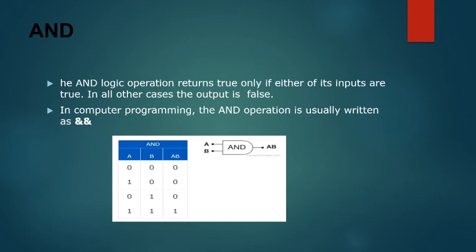As discussed by Pushkar in the previous slide, there are various types of logical operators. The first one is AND. The AND logical operator returns true only if all of its inputs are true. In all other cases, the output we get is false. In computer programming, the AND operation is written as ampersand ampersand.